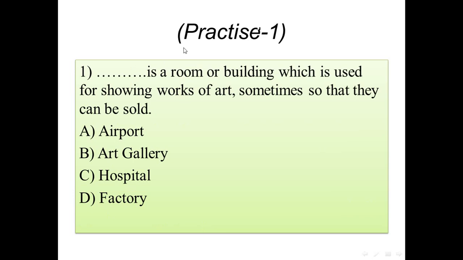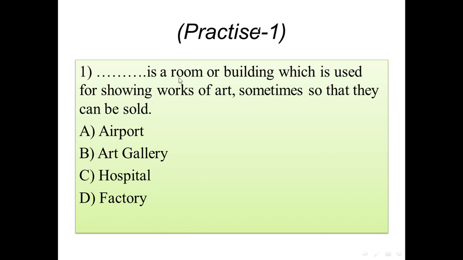Welcome to the first practice. Number 1, blank is a room or building which is used for showing works of art, sometimes so that they can be sold. A, airport. B, art gallery. C, hospital. D, factory. Yes, the right vocabulary for our practice is art gallery, because here, let's understand why.